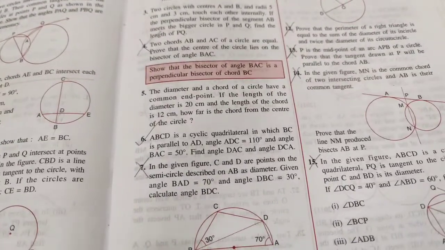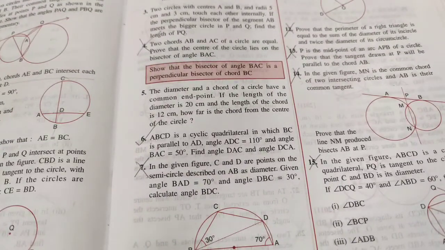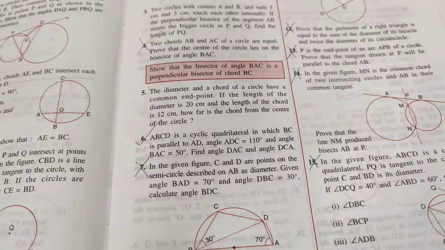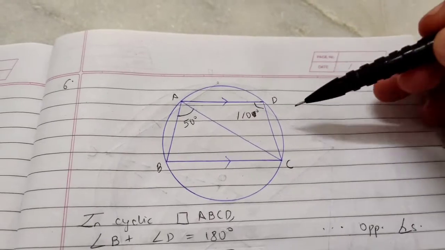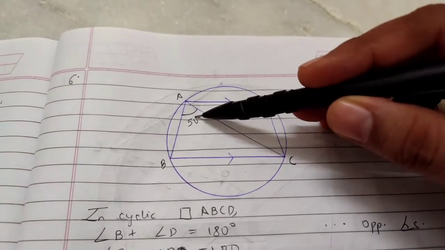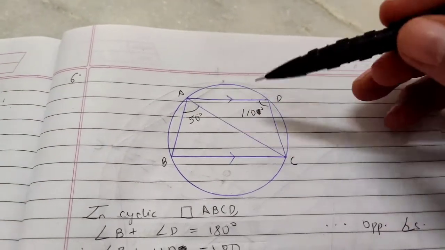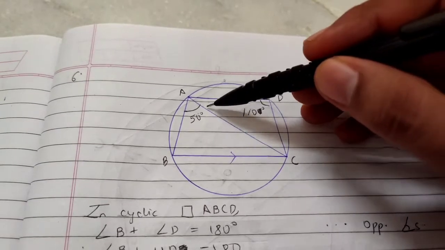Next, the sixth sum. Always read the question first. Pause the video and read the question. Don't just dive into solving. Draw the diagram. Big diagrams. So this is 110 and this is 50. And we have to find DAC first of all, this angle.